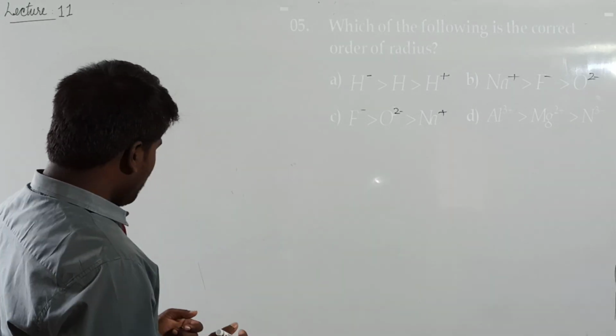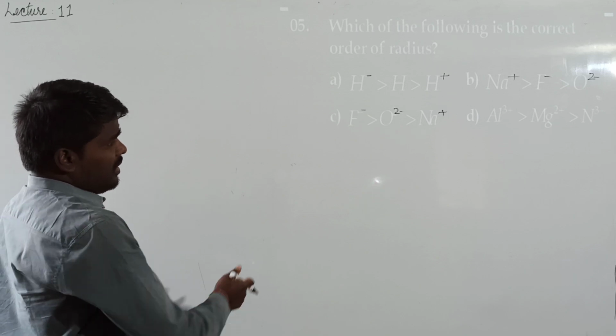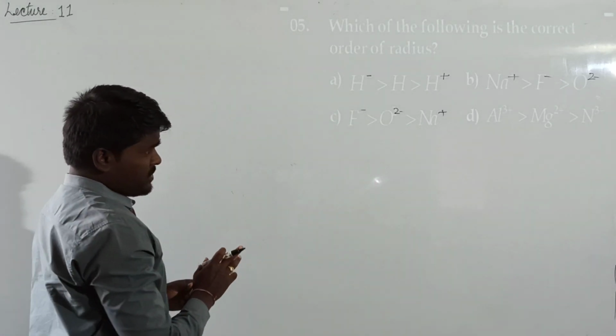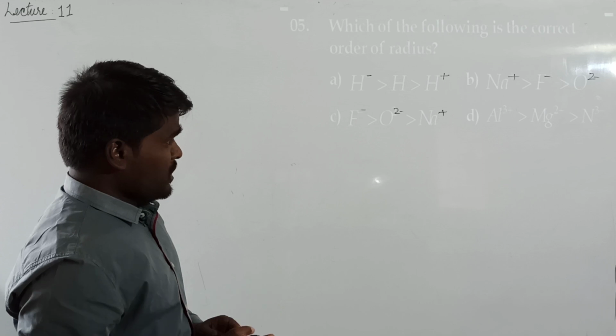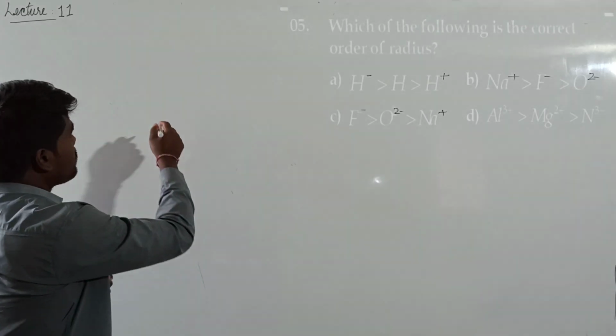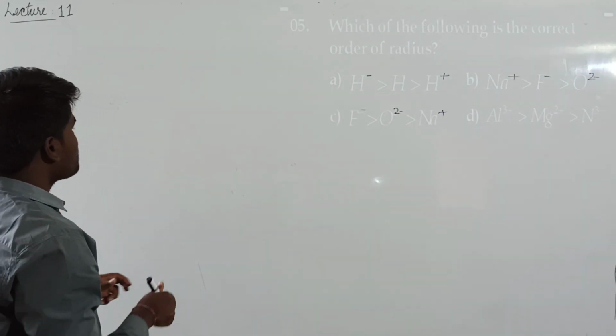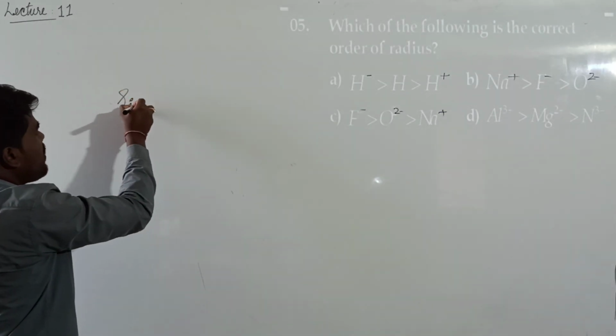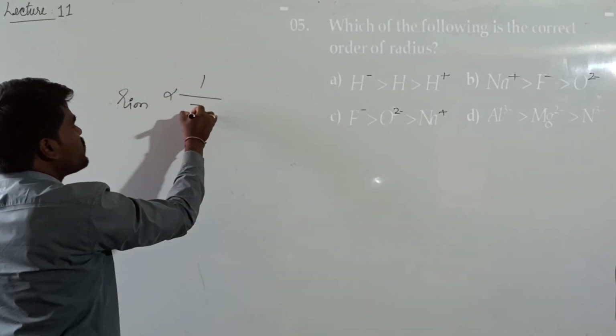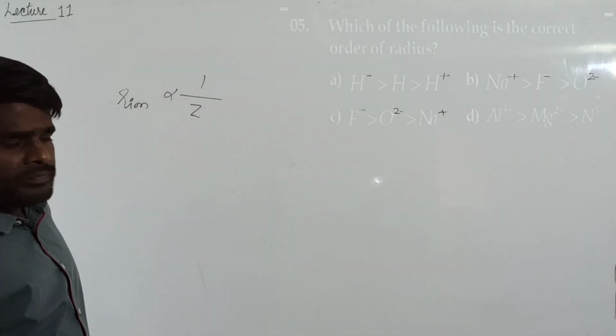Basically, apart from the first option, the rest of them are isoelectronic species. What is meant by isoelectronic species? Having the same number of electrons. In isoelectronic species, the ionic radius of an ion will be inversely proportional to atomic number.